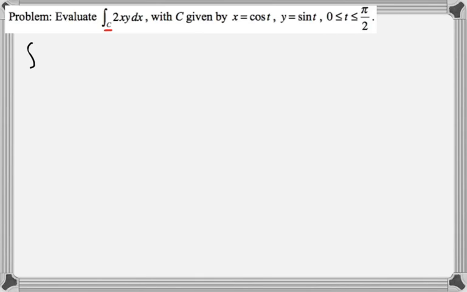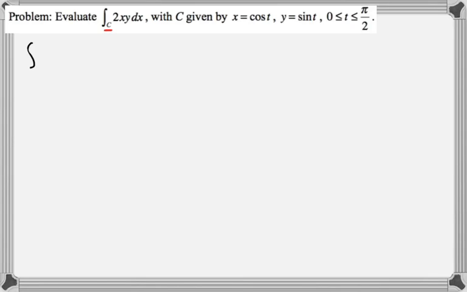So we have the integral. The bounds are actually given. So it's the line integral of 2xy dx. Our curve c, or our path, is x equals cosine of t, y equals sine of t, so it's kind of a circle, a unit circle, and then t goes from 0 to pi over 2, so it's actually the first quadrant of the unit circle.